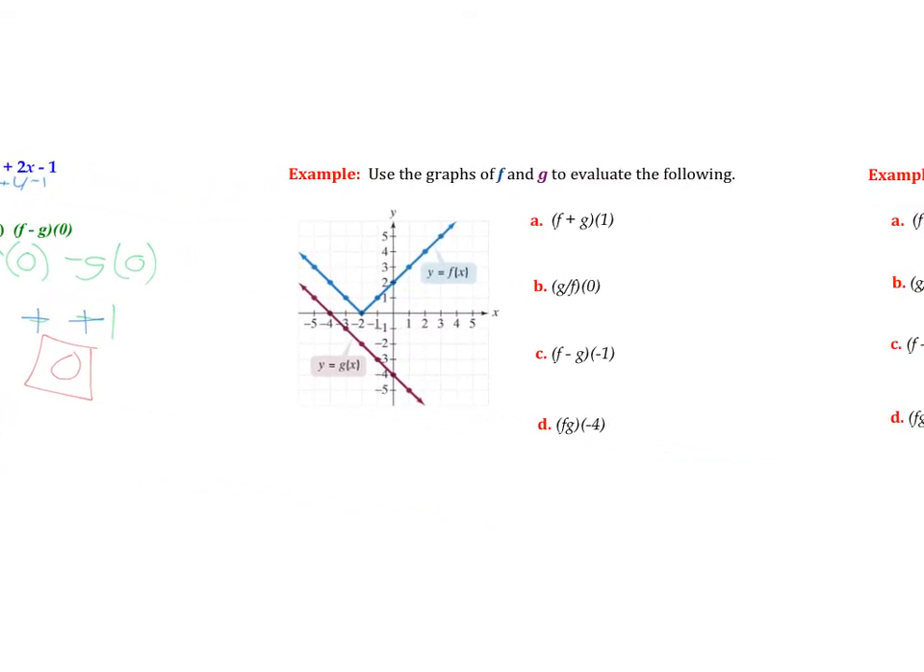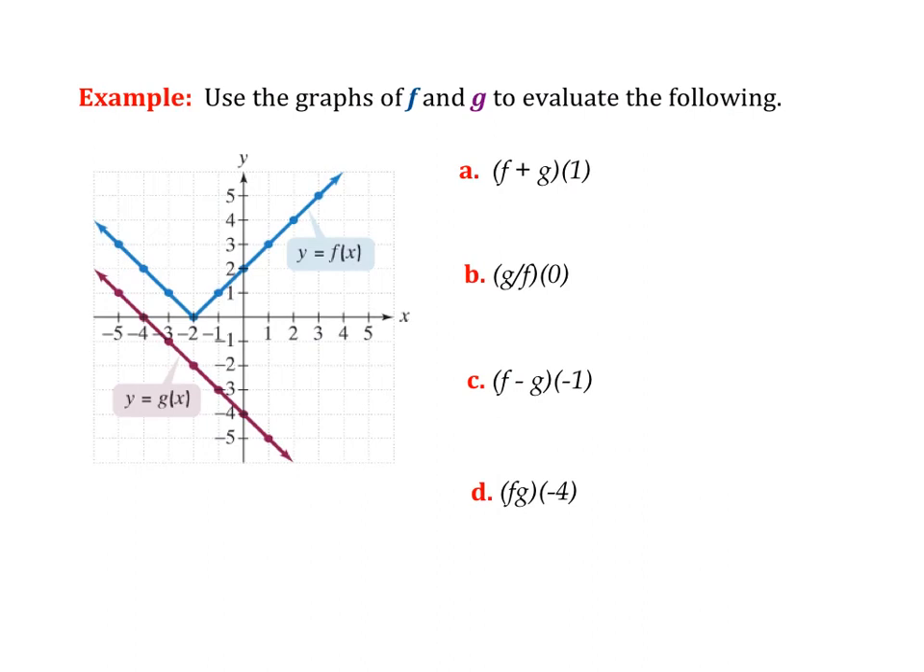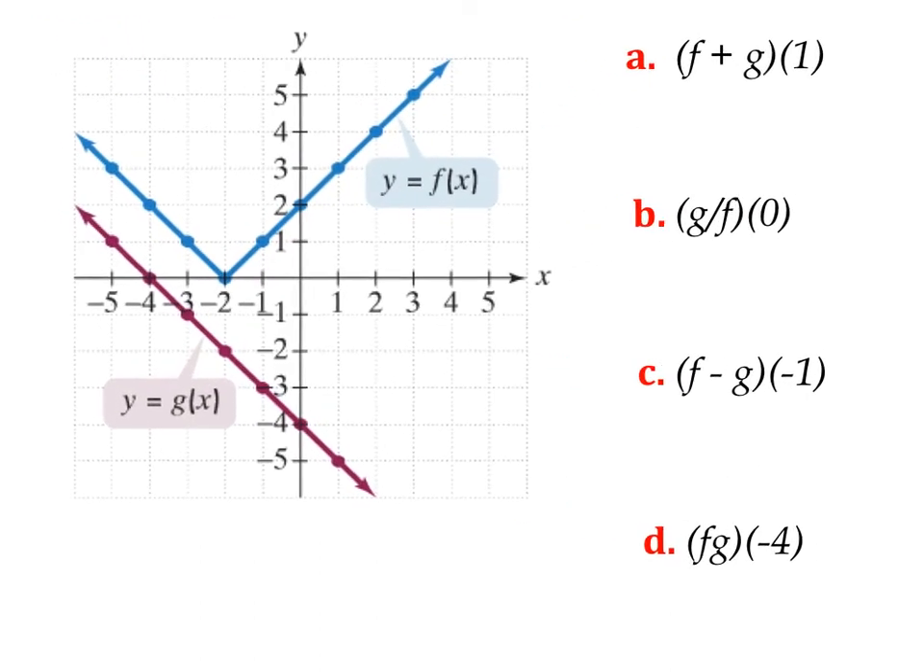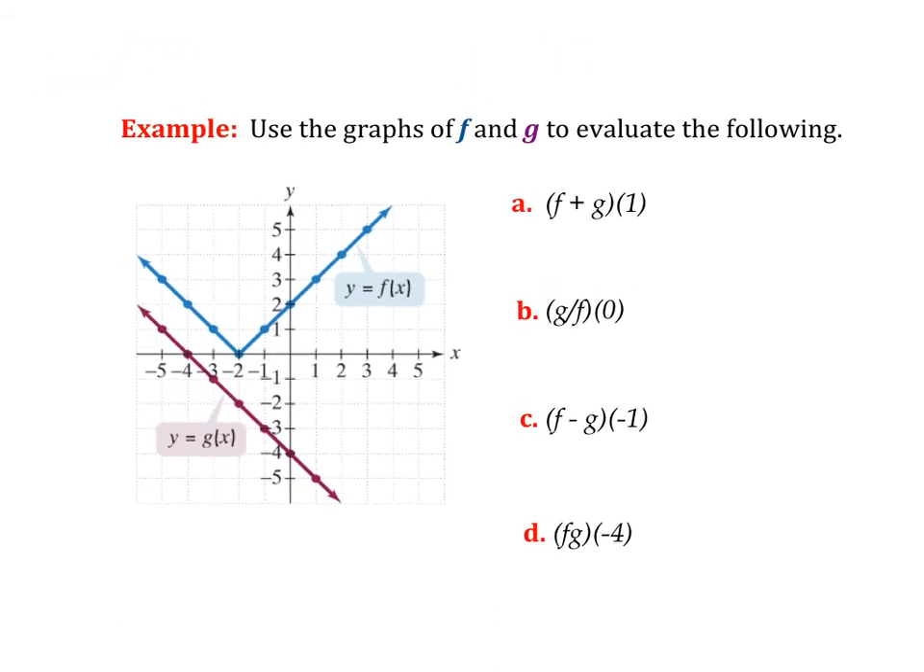Now let's take a look at some graphs. Here we have two separate functions graphed for us. One is represented with blue, the other is represented with, I don't know, burgundy, mauve, purple, I don't know what that would be. So when we're doing the function evaluations, we're going to do the same thing. We just need to figure out what's the f function value, what's the g function value, and then add, subtract, divide, whatever accordingly. So the first one, we have f plus g of 1.